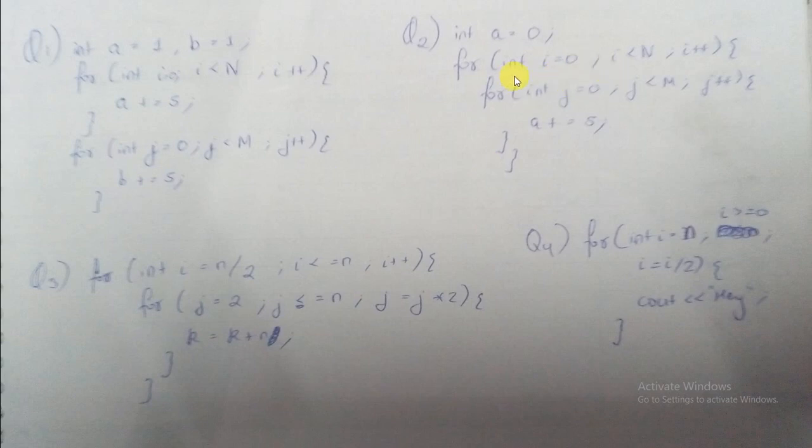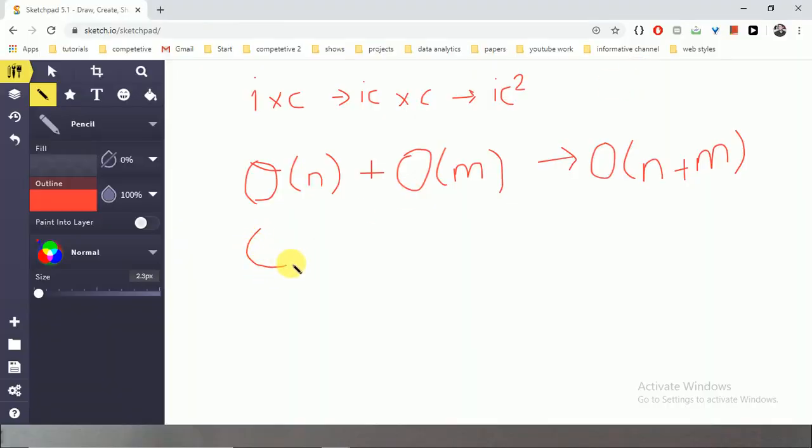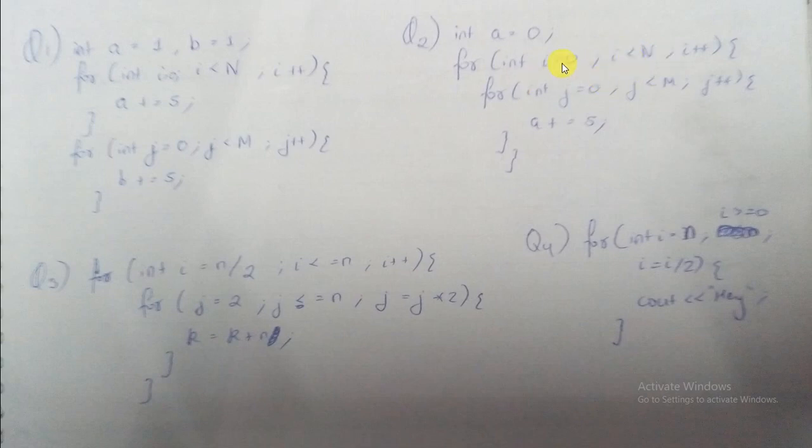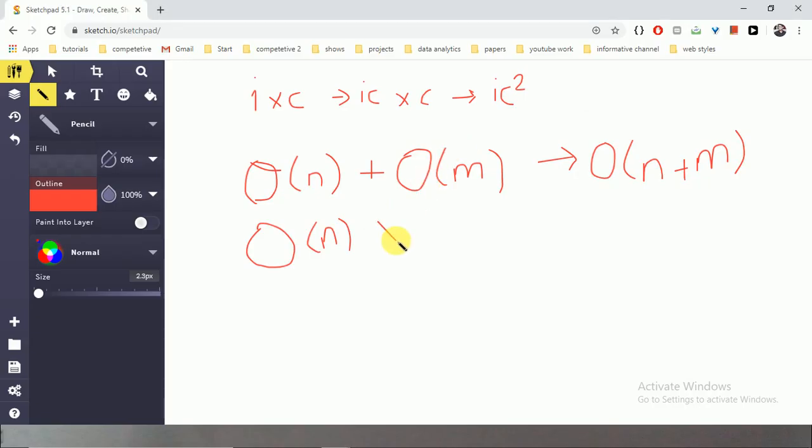For the second question, this is now a nested loop, and for a nested loop we have to multiply. The outer loop is O of n, because it moves from 0 to n, and for every value of n we have to run the inside loop m times. Same as before, we take the values inside the brackets, so it will be O of m times n.